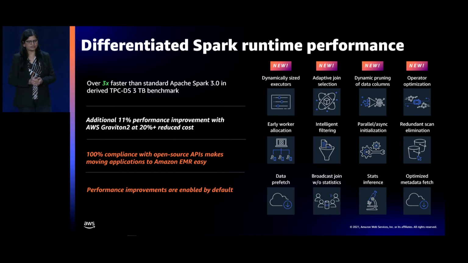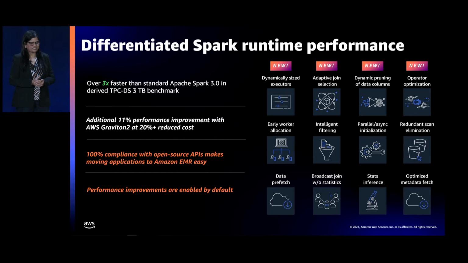And the second thing is the performance improvements are out of the box. So you do not have to pay extra to get those performance benefits. Amazon EMR provides multiple performance optimization features for Spark. So with Spark on EMR, you can get over 2 times faster performance than the open source framework.